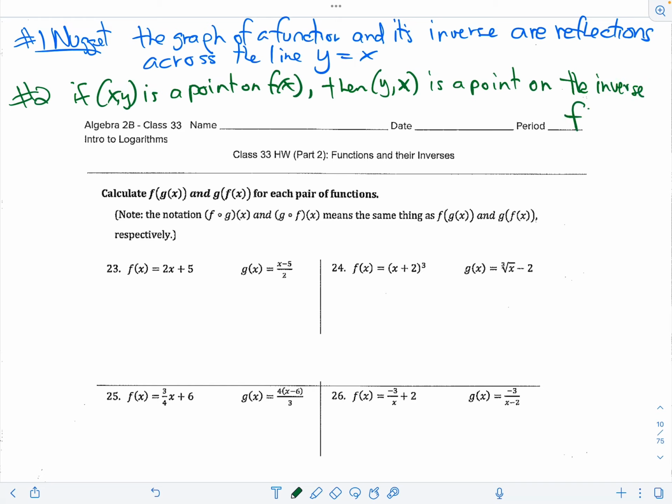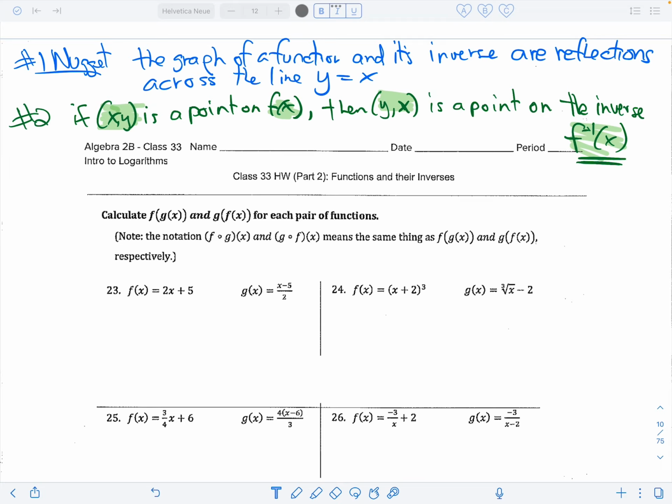And the inverse we'll call f inverse of x, f with a little -1. Now remember, that does not mean it's an exponent. I know the notation is so confusing, so that's another nugget to remember. It has to do with the reversals of the x's and y's and the switching of them. Inputs and outputs now become outputs and inputs. So if (x, y) is a point on a function, then (y, x) is going to be on its inverse.